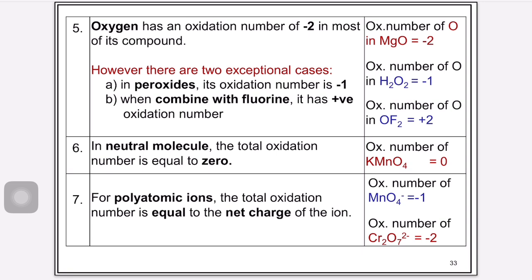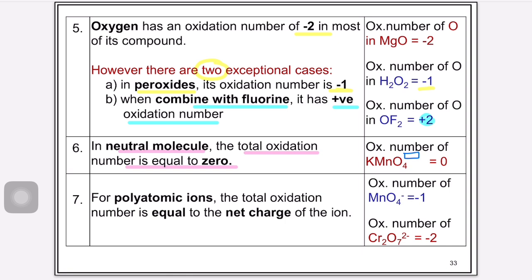Let's continue. Oxygen, as we were saying, generally has a -2 oxidation number. However, there are 2 exceptions: when it is in a peroxide, the oxidation number is -1, and if it's combined with the very electronegative fluorine, it even ends up with a positive oxidation number. Next, in a neutral molecule, the total oxidation number must be equivalent to 0. How do I know if it's neutral? You just look to the top right hand and you see there are no charges over there. That means it is a neutral molecule.